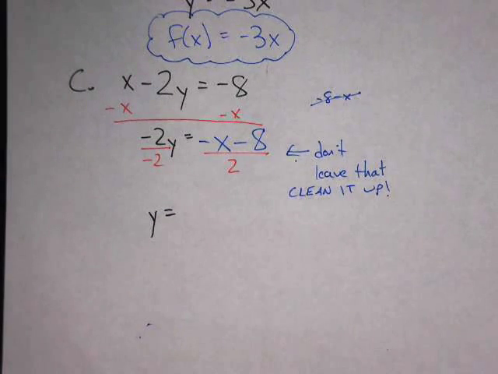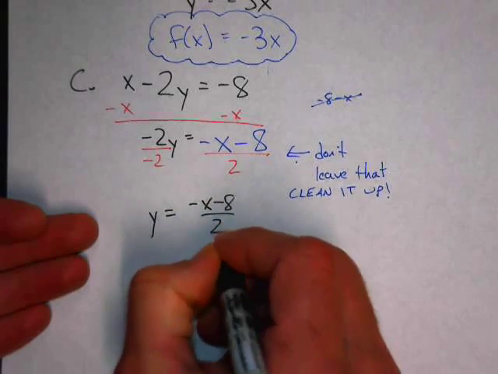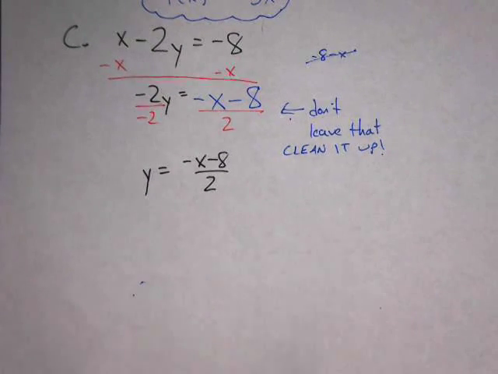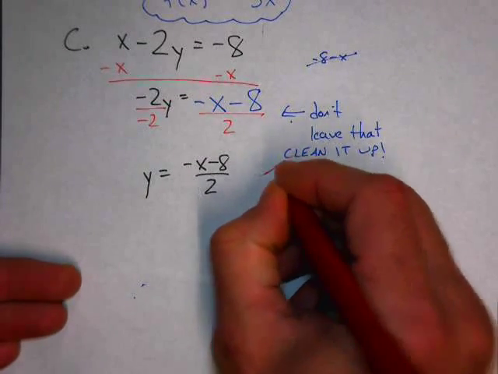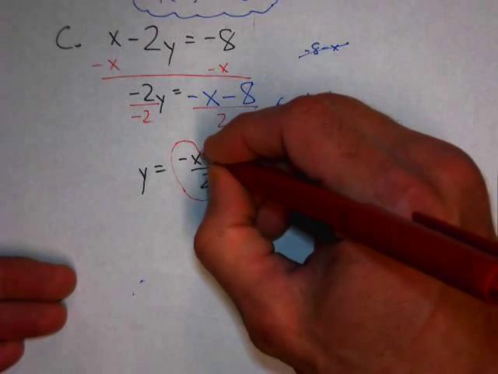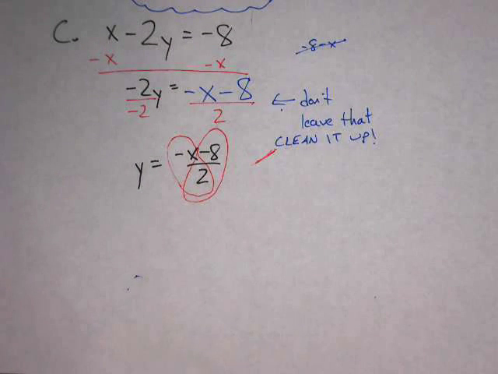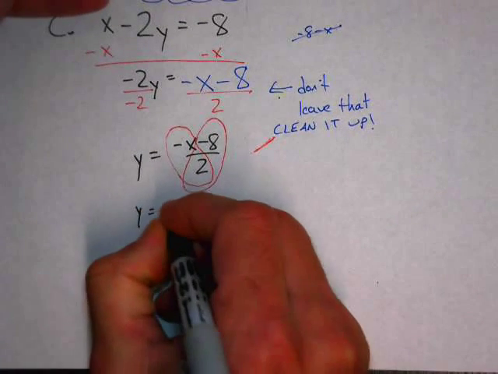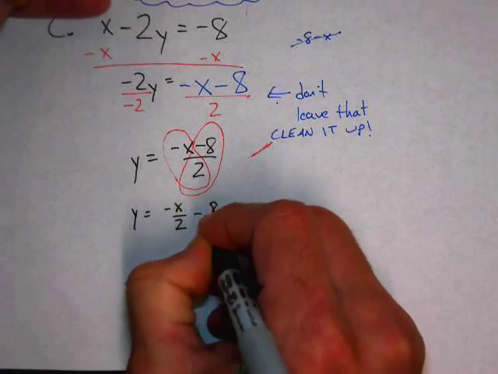So when I say clean it up, what does that mean? If we have negative x minus 8 over negative 2, we don't leave it like that. We're going to clean it up. What does that mean? Well, let's separate this fraction. Remember, we can do that. It's like an old trick. If you don't know what's happening here, that's a problem. Go back and fix some stuff. But we're going to separate this. So basically, we can call it y equals negative x over negative 2, and then minus 8 over negative 2.